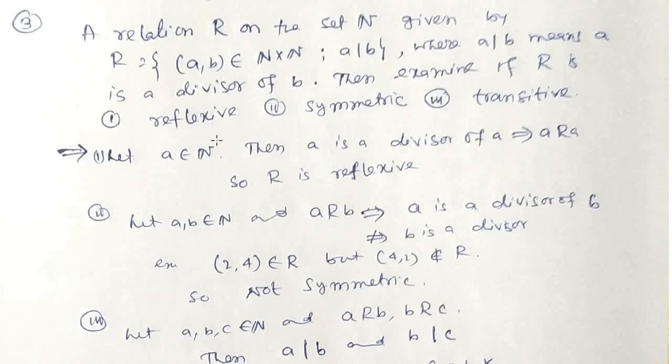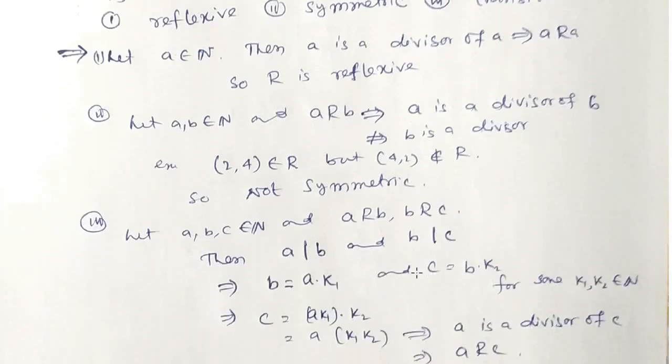How? Let A belong to N, then A is divisible by A, so we can divide A by A. So A is related to A, so R is reflexive. Now, if A is related to B, that is, A is a divisor of B, it does not imply B is a divisor of A. Here is an example: (2, 4) belongs to R, because 4 can be divided by 2. But if we change it to (4, 2), 2 cannot be divided by 4. So this is not symmetric. But it is transitive. How do we prove that this is transitive?